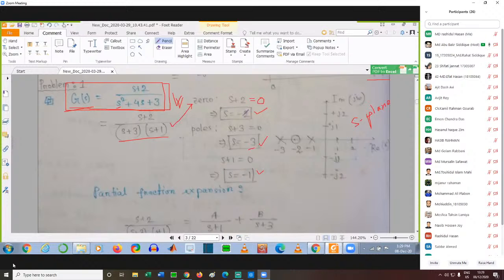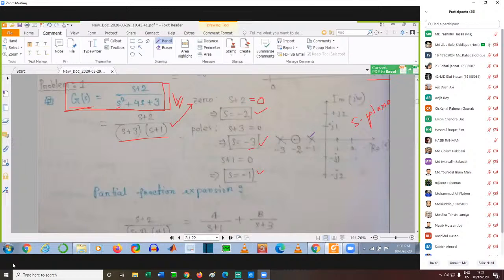So from our zeros and poles output, you can see our zero is -2, and we have two poles, -3 and -1, and there is no imaginary part for this case. That's why on the imaginary axis we don't have any poles or zeros. But if we look at the real axis, you can see at -1 we have a pole.